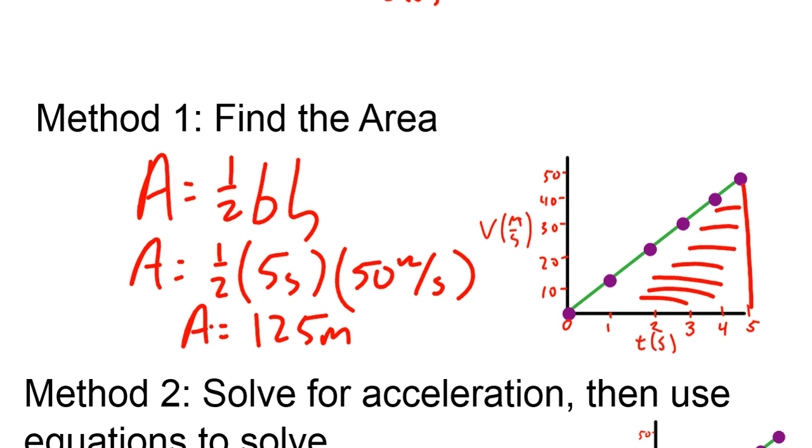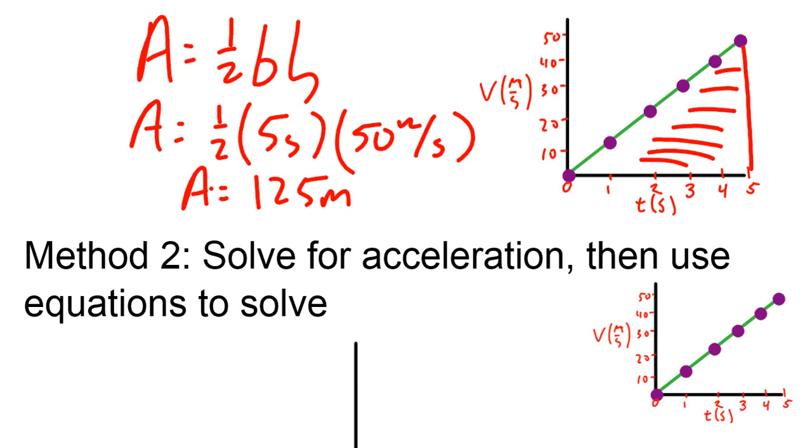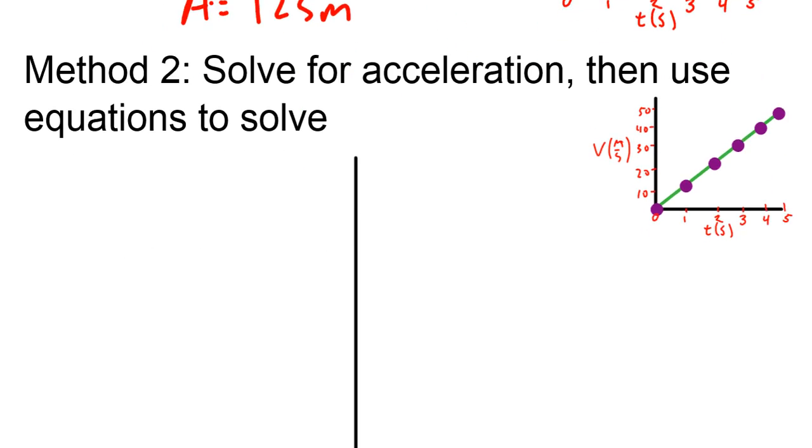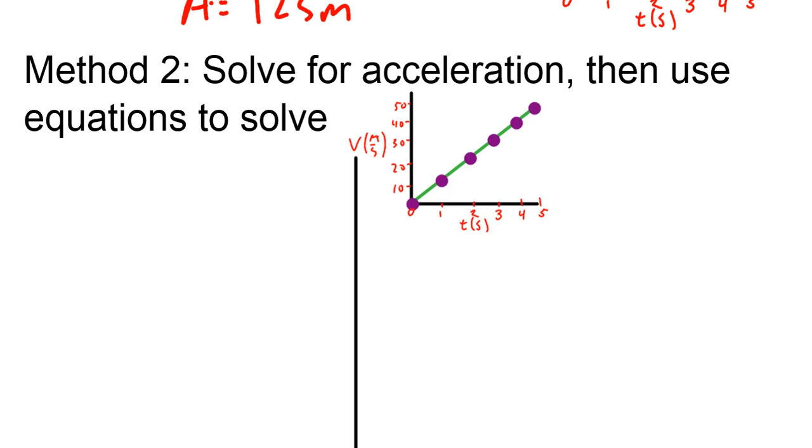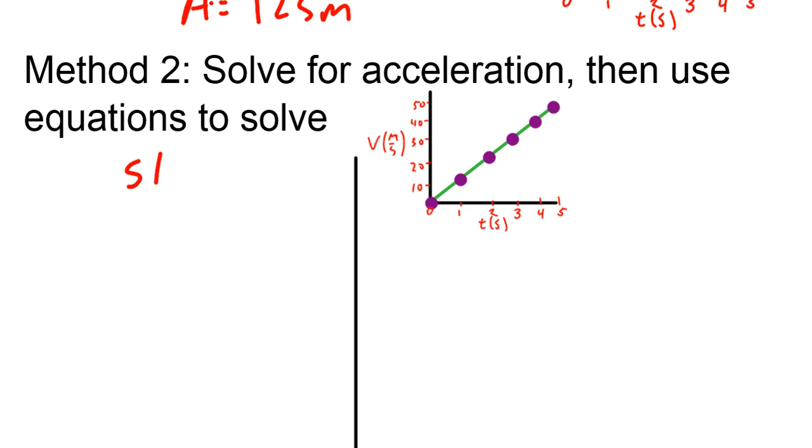All right, the next way we can solve this problem is using that graph, we can find the acceleration of the object and then use our kinematics equations to solve the problem. There's actually two ways to find the acceleration from this graph. I'm going to pull the graph over so we can see it. The first way we can do is we can use the slope of the graph to find the acceleration.